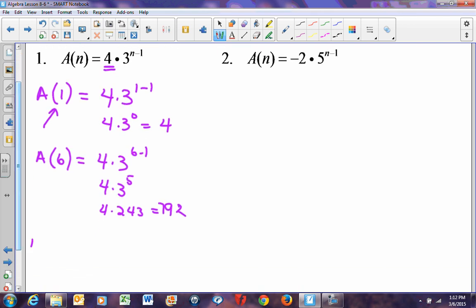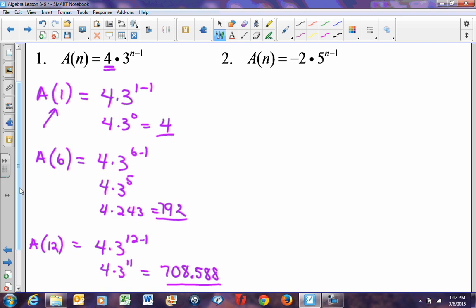Now I need my 12th term. A of 12 is going to equal 4 times 3 to the 12 minus 1, or 4 times 3 to the 11. 3 to the 11th power is 177,147. Multiply that by 4, I'm going to get 708,588. Very big numbers. So there's my 12th term, there's my 6th term, there's my first term. Very similar to arithmetic sequences, just instead of having a common difference, you have a common ratio. Very, very similar, and you apply the same rules.